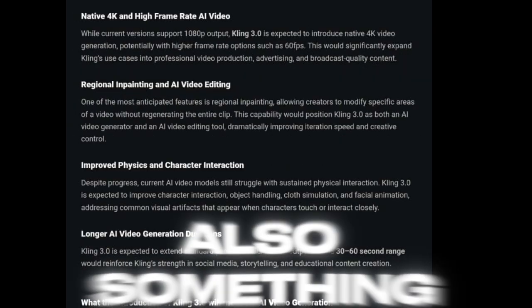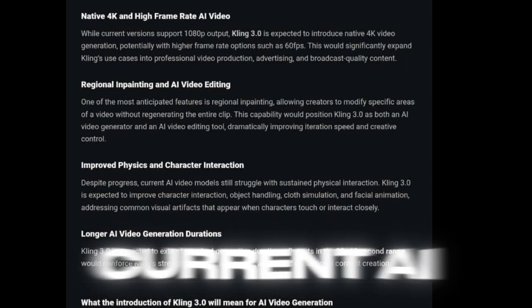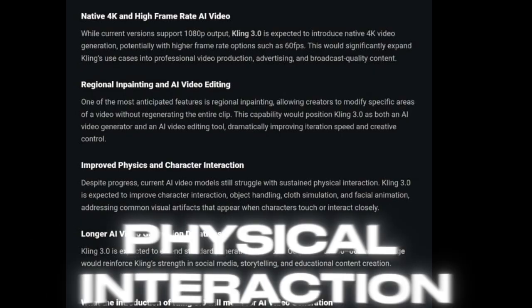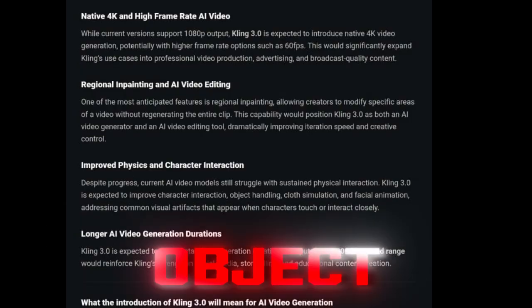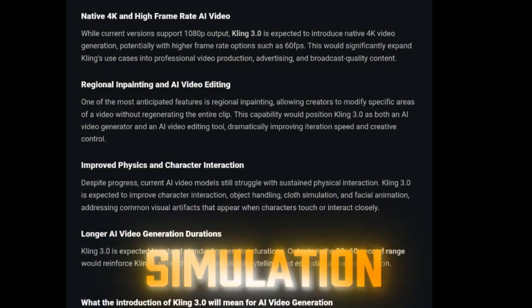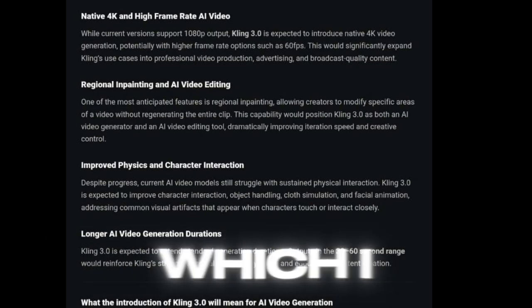This is also something huge, improved physics and character interaction. Despite progress, current AI video models still struggle with sustained physical interaction, so Kling 3.0 is expected to improve character interaction, object handling, plot simulation, and facial animation, as well as a bit more stuff about artifacts, which I told you before.